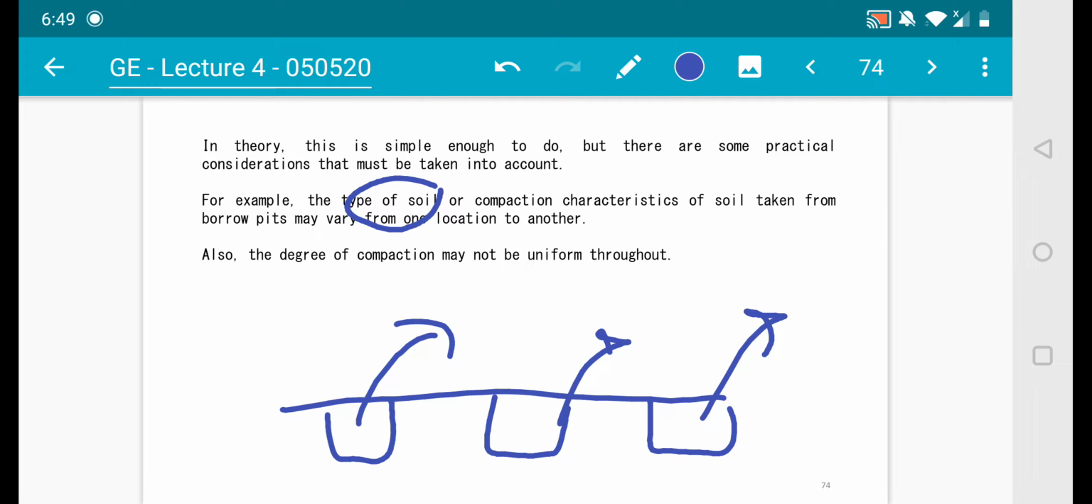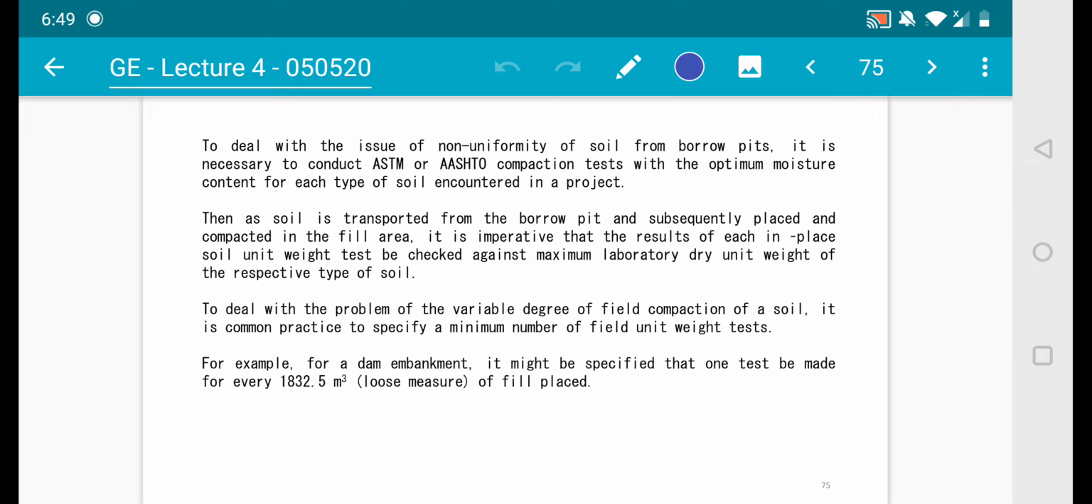Also, the degree of compaction may not be uniform throughout. Some you get 95, some 100, some 80. To deal with the issues of non-uniformity of soil from borrow pits, it is necessary to conduct ASTM or AASHTO compaction tests with the optimum moisture content for each type of soil encountered in a project.